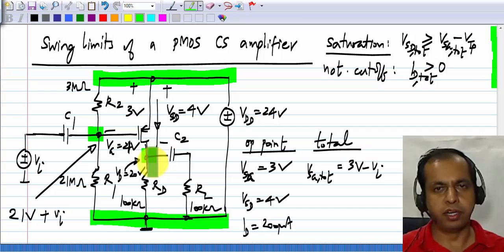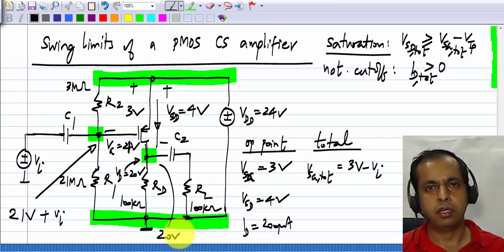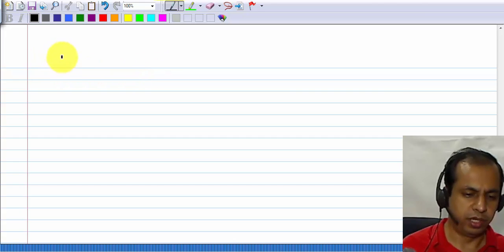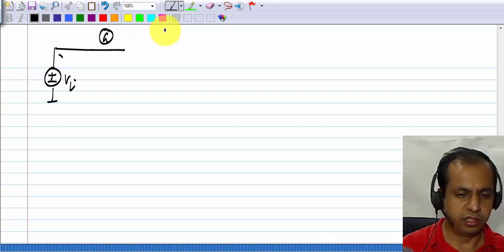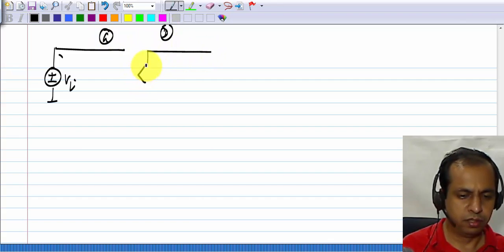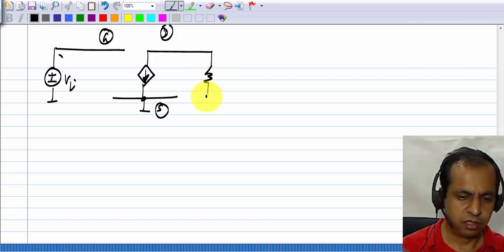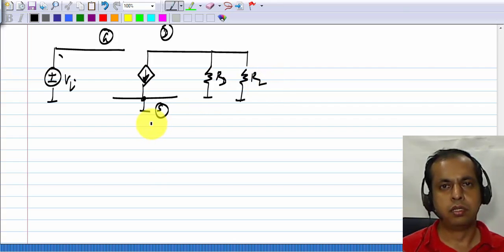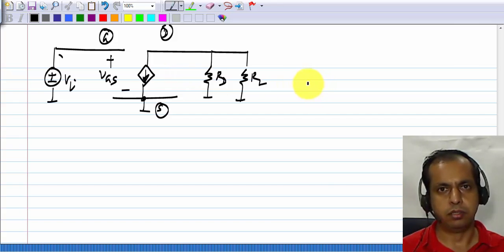Now the voltage here at the drain, the quiescent voltage, is 20 volts. And what is the incremental voltage at the drain? That we get from the small signal picture. So we have Vi, and this is the gate, drain, and source of the MOS transistor. We have RD and RL. So VGS equals Vi.